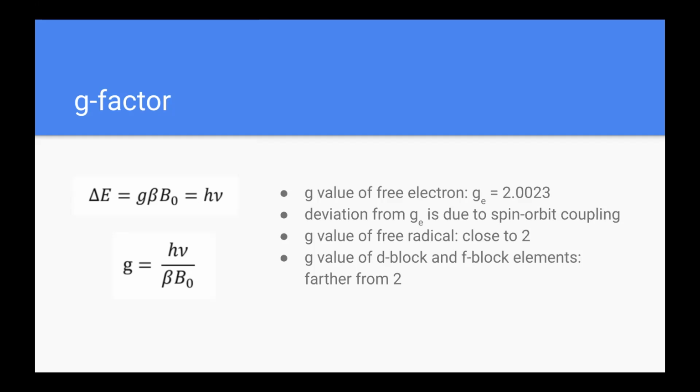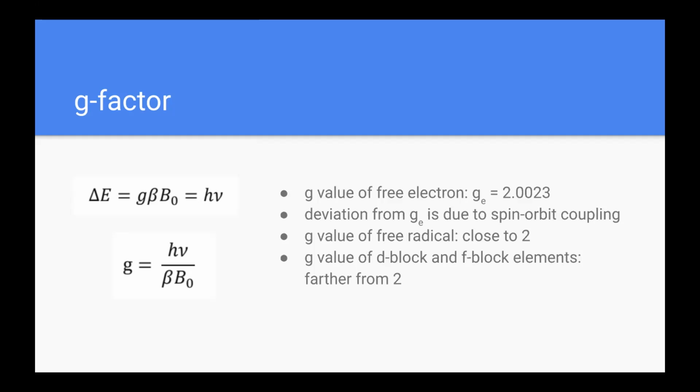So basically, the important part is that the larger the nuclei that unpaired electron is orbiting, the more effect you're going to have from spin orbit coupling. So if we have a G value that's pretty close to 2, then that tells us that our nucleus is pretty small. And so that might be like an organic free radical, carbon, nitrogen, oxygen, something like that.